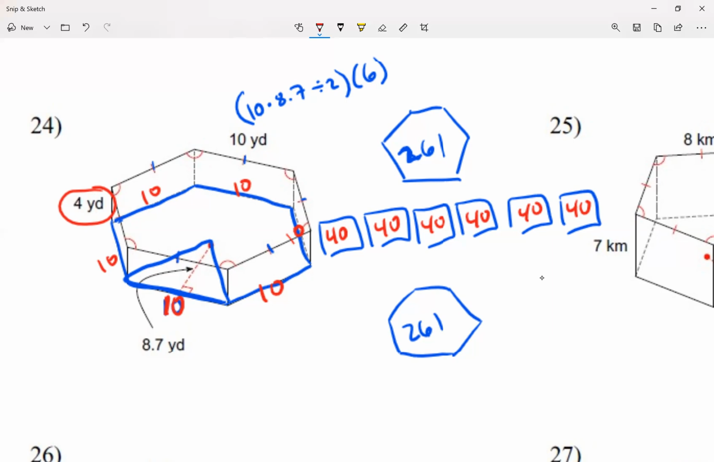So 240 plus 261 plus 261. Again, I'm just adding everything. And my result happens to be 762. Round your answer to 1 decimal place if necessary.